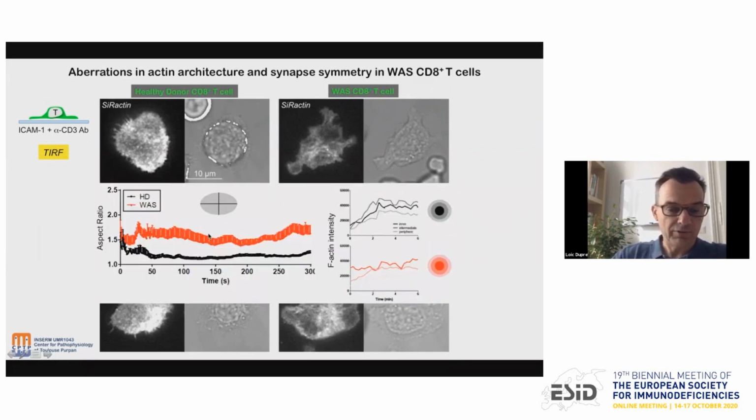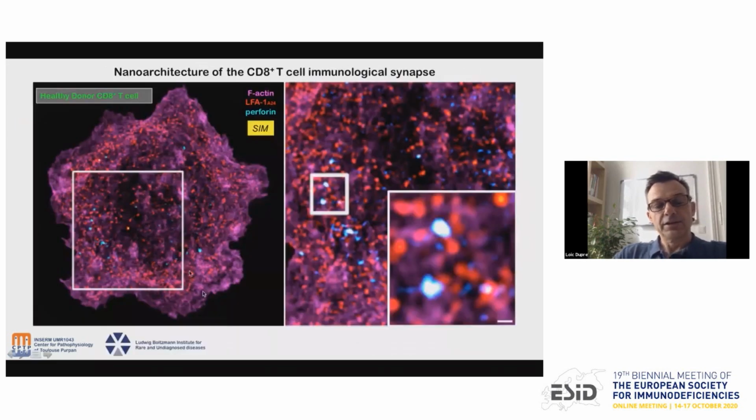Quantification confirmed over multiple cells that those patient cells failed to assemble a circular synapse, and here on the right that they had a defect in the density of the actin cytoskeleton meshwork through a radial profile analysis. So then we zoomed in again using this time structured illumination microscopy, and with this approach we could for the first time in normal cells look at the fine topology of LFA1 in relationship with the actin cytoskeleton.